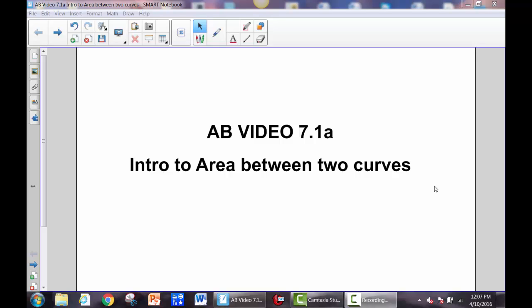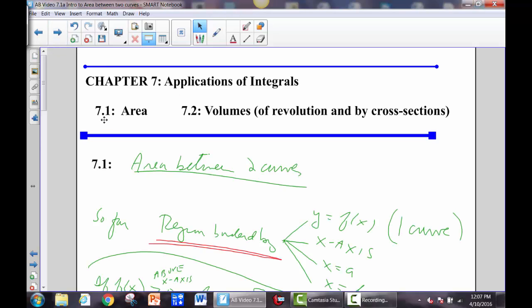Hi, welcome to video 7.1a, Introduction to the Area Between Two Curves. So chapter 7, we're only doing two sections. These are applications of integrals. One is area, the other one is volumes.